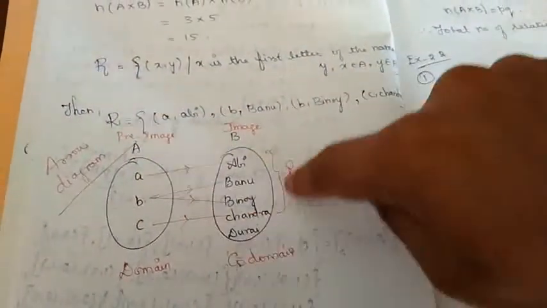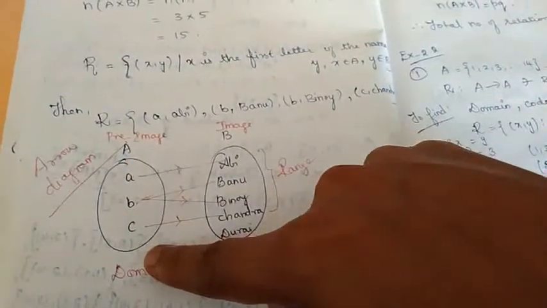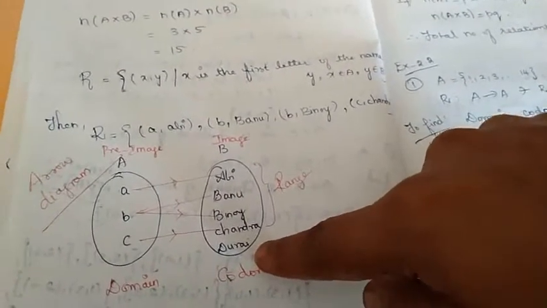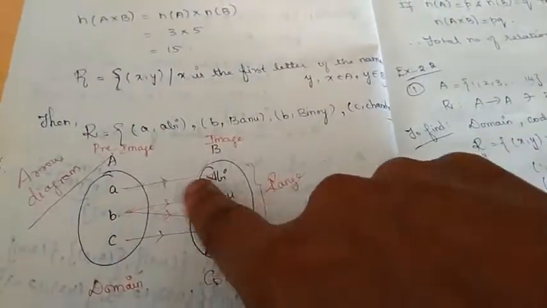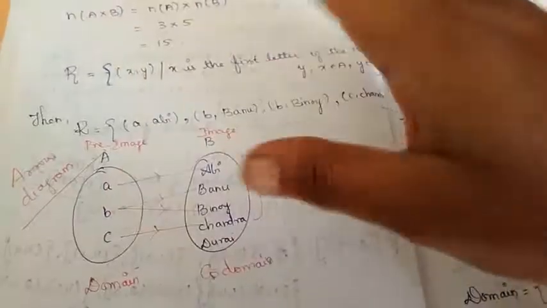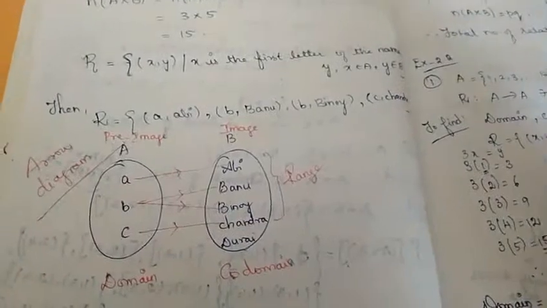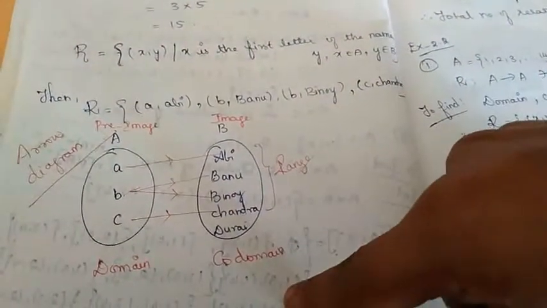We will draw 2 ovals, and this is A and this is B. In set A we will write all the elements, and in set B we will write all the elements of set B, and then we will map it. A to Abhi, B to Banu, B to Binay, C to Chandra. And Durai doesn't have any pre-image. We will call the elements in B the image and hence the elements in A are called pre-image. Right? And this set A is called domain and this set B is called codomain.